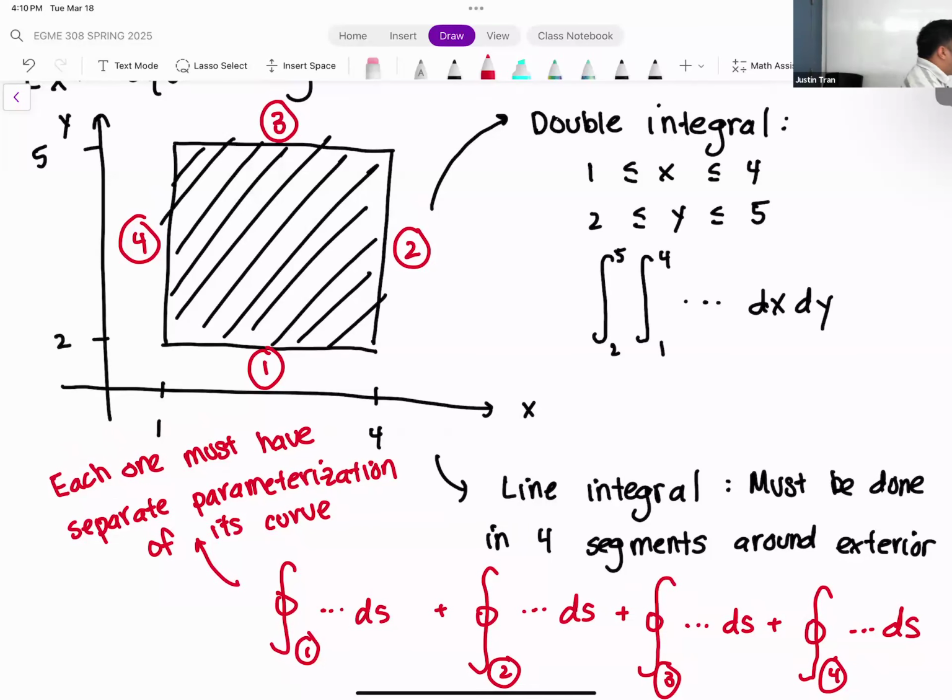You can do that, and it's not the worst thing in the world, but at the same time, it's going to be very time consuming and annoying. Not only do you need 4 separate parameterizations and 4 separate integrals, but you also have 4 separate integrands to integrate, and those are all going to change depending on the parameterization. So in this situation, a double integral is a lot more straightforward, because all you need for a double integral is the upper and lower bounds for each of the x and y coordinates, which is very natural to do with a square.